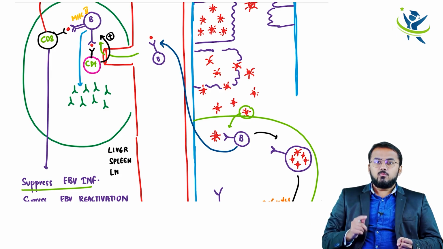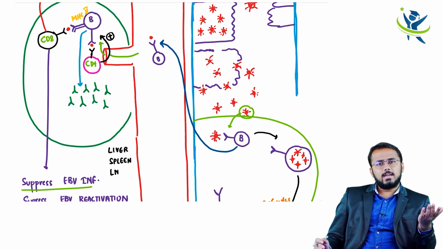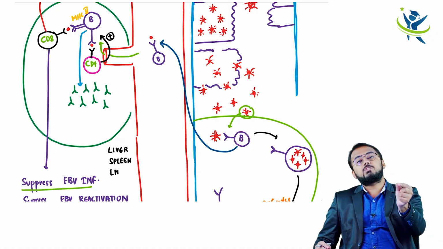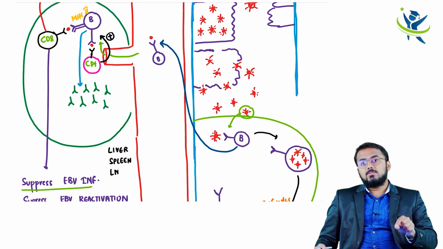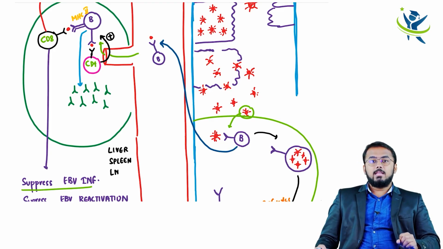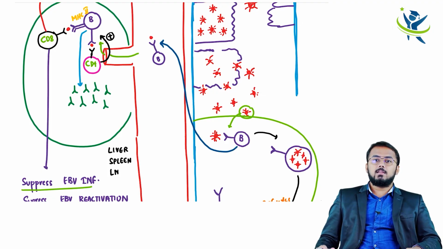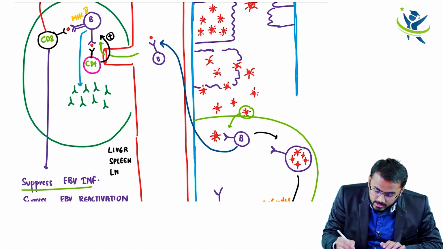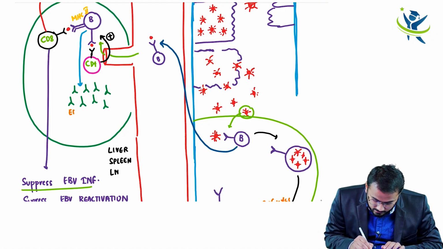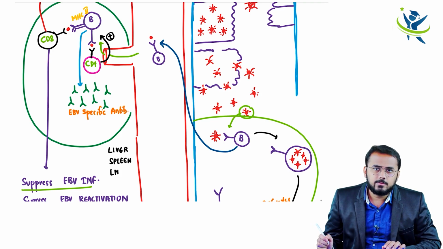Right? Now tell me what antibodies are released here. General antibodies are released or EBV specific antibodies are released? Obviously, it is carrying hold of that EBV virus, so EBV specific antibodies are released. Antibodies against this Epstein-Barr virus are released. So those are called EBV specific antibodies. Let me make a note, guys. These are EBV specific antibodies. EBV specific antibodies are released.